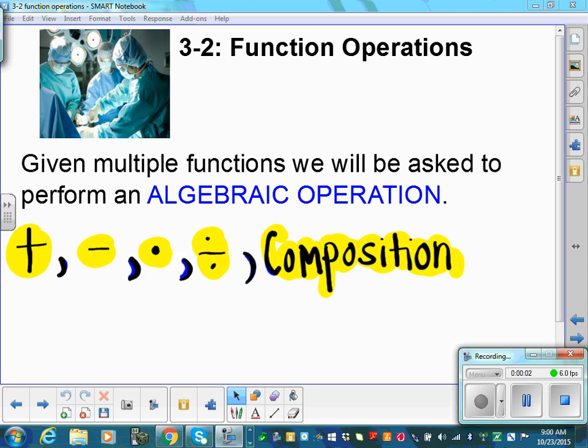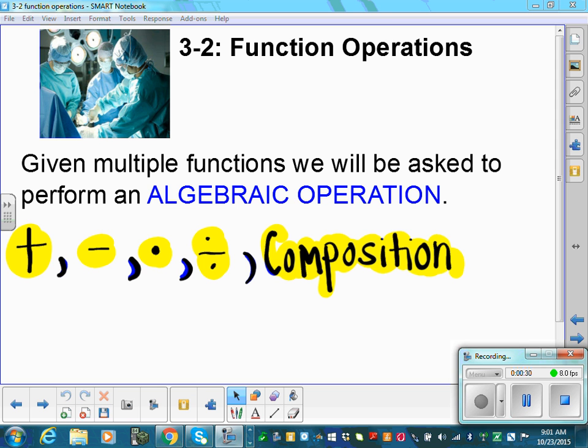Okay, so today we're going to be learning function operations. Remember, we're in the unit of solving, amongst some other things that go along with solving. Today we're going to be dealing with function operations. We're going to be given multiple different functions, and we're going to be asked to perform a certain operation. Operation means addition, subtraction, multiplication, or division.